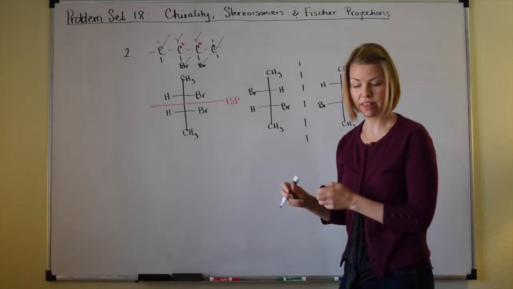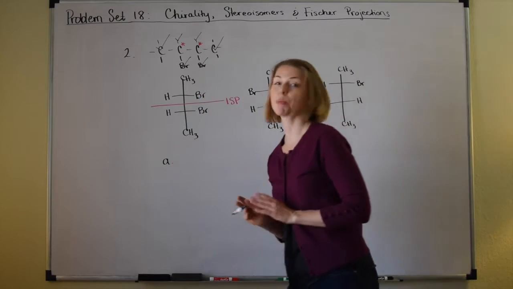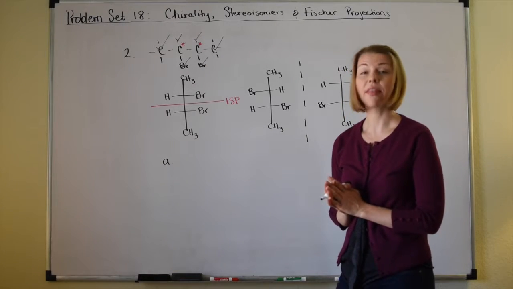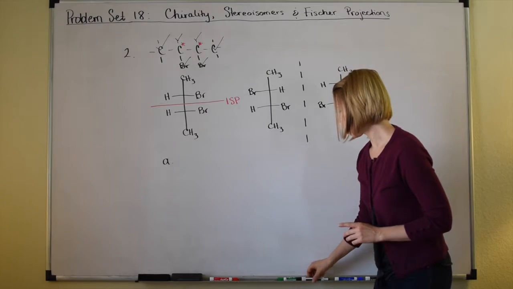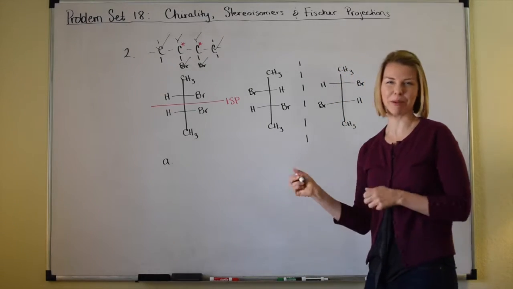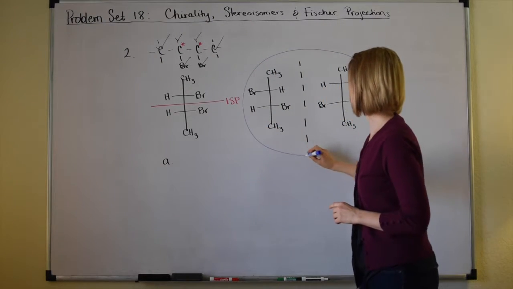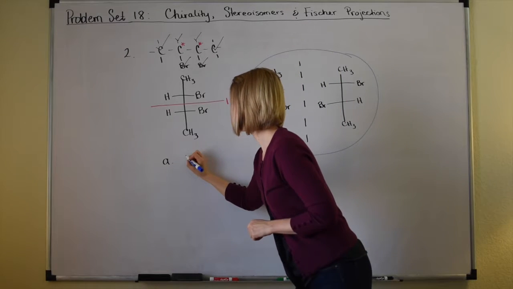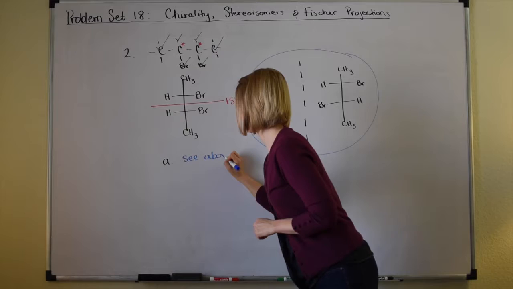All right. So for part A then, I think we've got all three of our stereoisomers. So part A, circle the two molecules that are a pair of enantiomers. Well, enantiomers are non-superimposable mirror images. So that would be these two here. So I'm going to circle these two. Those are my enantiomers. So I circled them above.